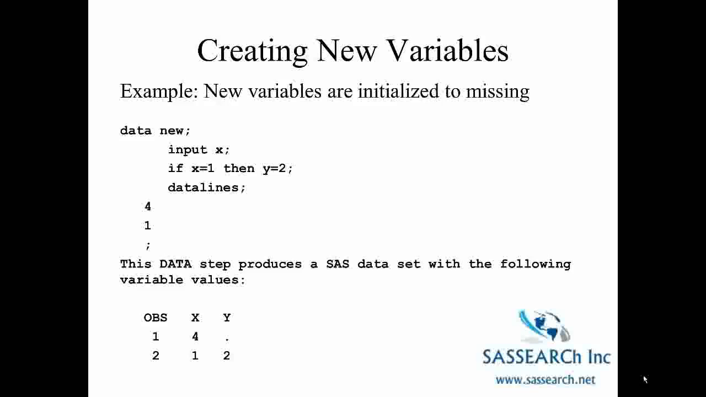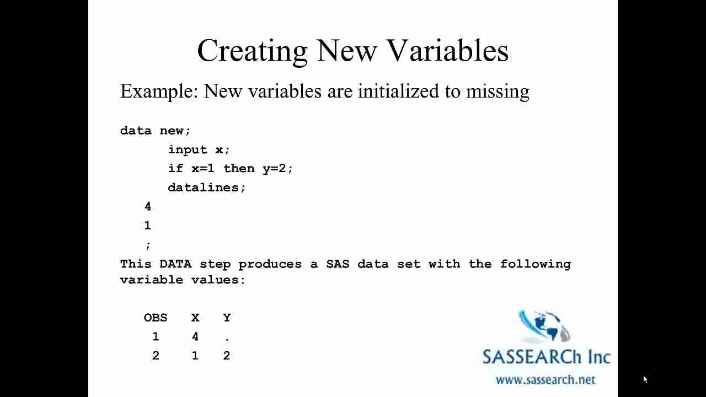Here, again, I'm wanting to highlight that new variables are initialized to missing. We're creating this data set new, and we're inputting the variable x. And we're saying that if x equals 1, then y equals 2. And then we have our data lines and two observations for x, a 4 and a 1. This data step produces a SAS data set with the following variable values.